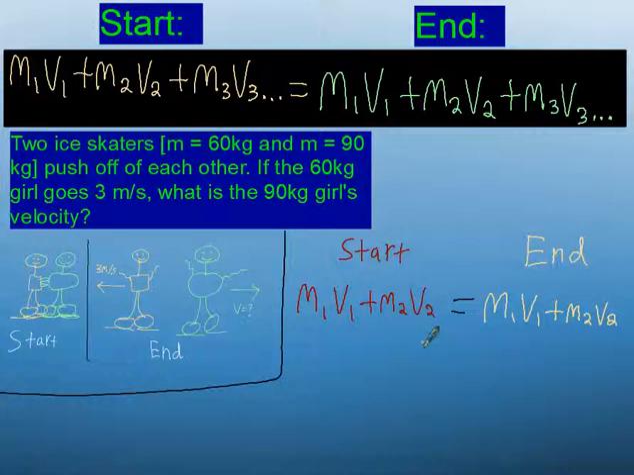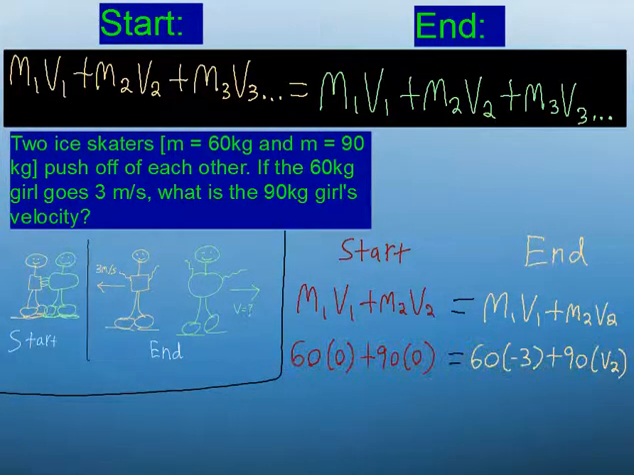Okay, so there's only two objects involved here. So I've just got my simple little chart set up where we've got the momentum at the start, so mass of the first girl times her velocity plus mass of the second girl times her velocity, and then that had better be the same amount at the end. So let's throw the numbers in. At the beginning of the problem, neither of the girls are moving, which means the entire system begins with the momentum of 0. So the momentum at the end of the problem had better be the same.